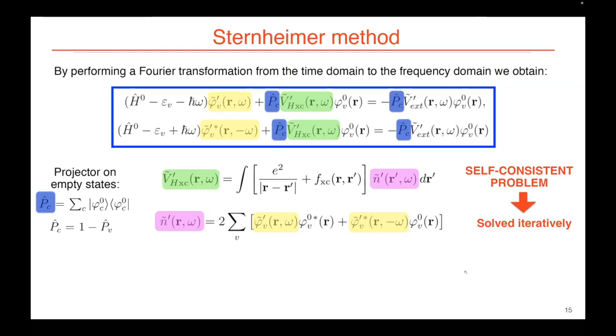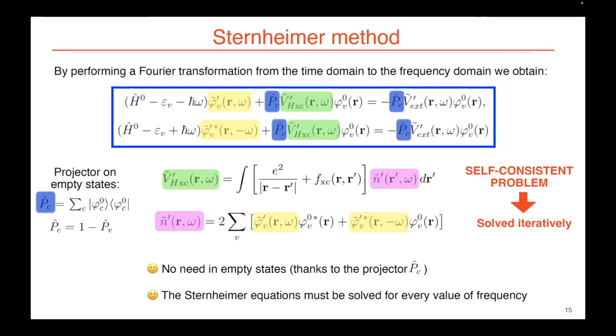Okay, so what are the advantages and disadvantages of this approach? The positive point is that there is no need for empty states thanks to the projector on empty states, like in the case of phonons. But there is still a bottleneck, and this is the fact that we need to solve these equations for each value of frequency. You can see in these equations we have frequency, so we need to solve them for each value of frequency. It's like in phonons, but in phonons you do it just once because there is no frequency, or it's static. Well, in this case, we need to do it many times, for every frequency, which is even more complicated. So that was the Sternheimer method.